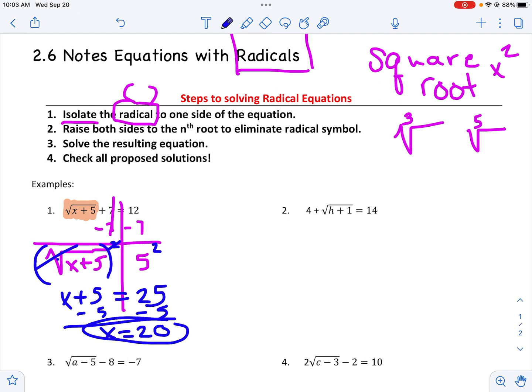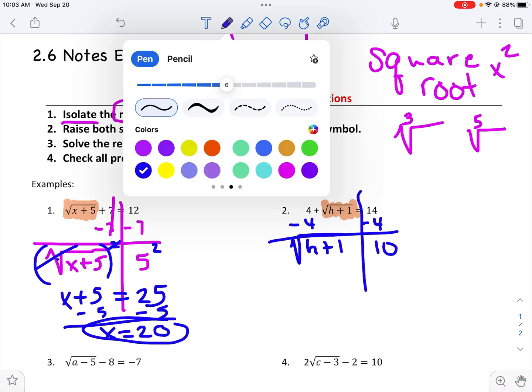Question 2 is practically the same thing. In fact, it's probably a little easier to see that that plus 4 is not part of the square root than it was on our original problem. So again, you're going to just go ahead and subtract your 4 from both sides. You have h plus 1 inside the square root symbol is equal to 10.